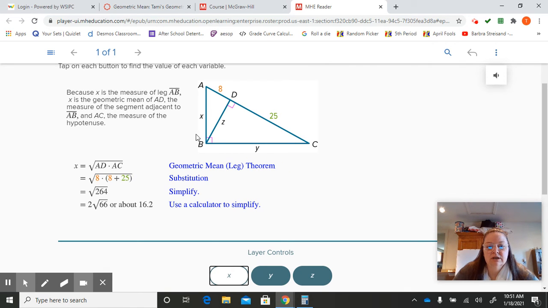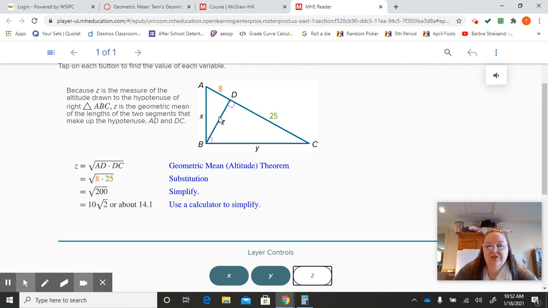To figure out this length here, the short side of the biggest triangle, you're going to multiply this little piece here by the whole thing. To figure out the longest leg of the biggest triangle, you're going to multiply this one times the whole thing. And to figure out the altitude, you multiply each piece together. So that's a shortcut for you, so you don't have to draw out the geometric mean for every single setup. Now, if you feel more comfortable drawing out the geometric mean for every single one of them, go for it. I'm not going to tell you not to do that. But these are shortcuts that you can use.